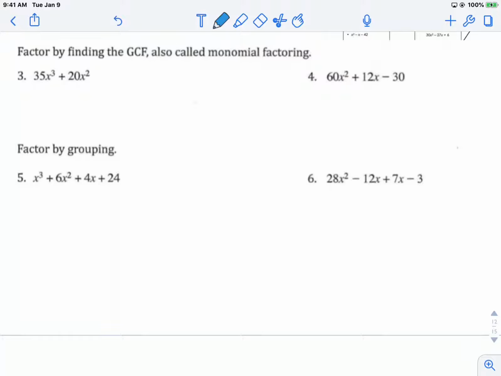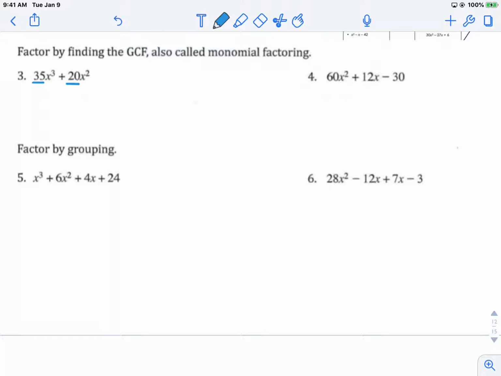In the first ones that I've chosen for this video, number 3 and 4, it says first factor by finding the greatest common factor. We also called that monomial factoring. We're going to find the one expression, numbers and variables, that all the expressions can be divided by. If I look at number 3, numbers-wise, 35 and 20, some of you liked to make factor trees. Some of you liked to do all sorts of things. We need to find their largest factor that they both can be divided by.